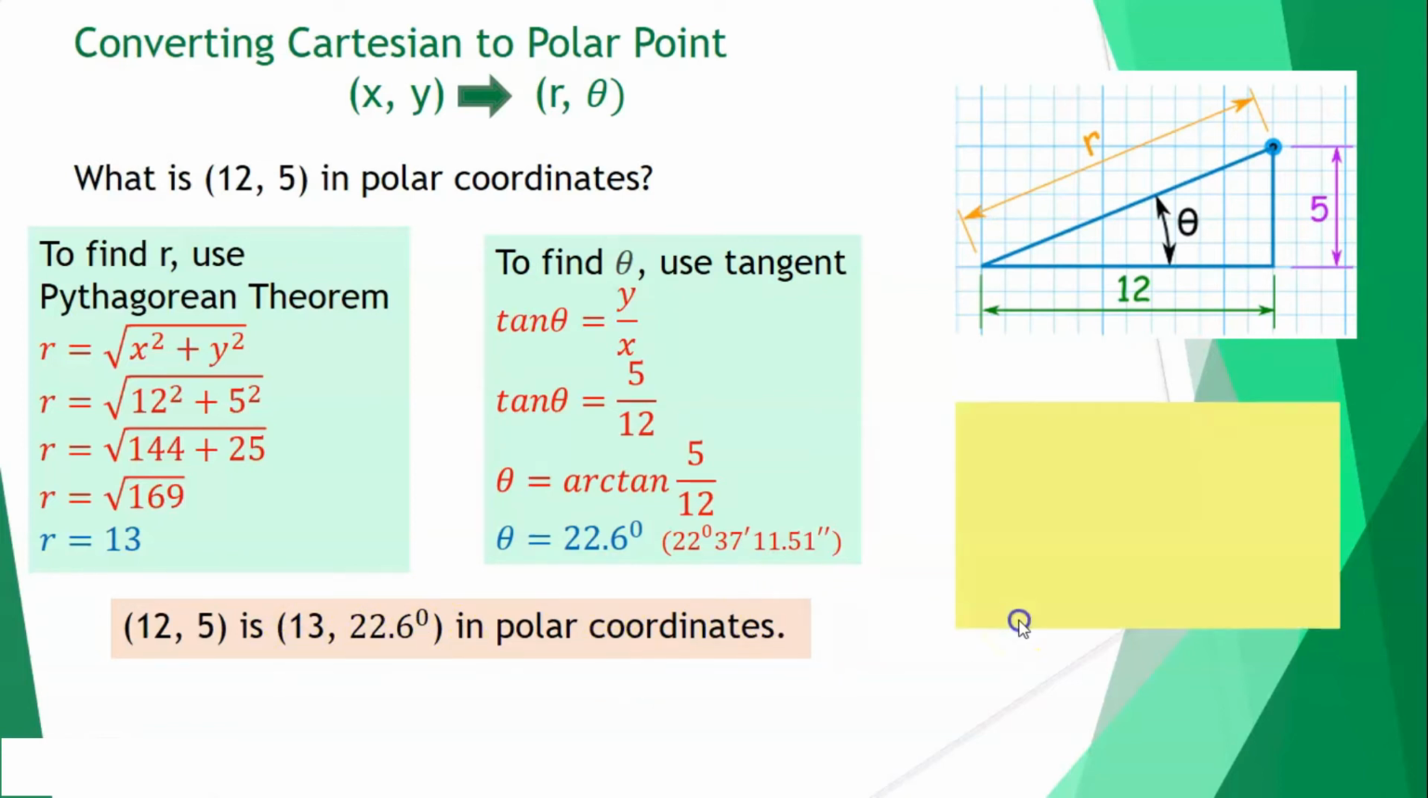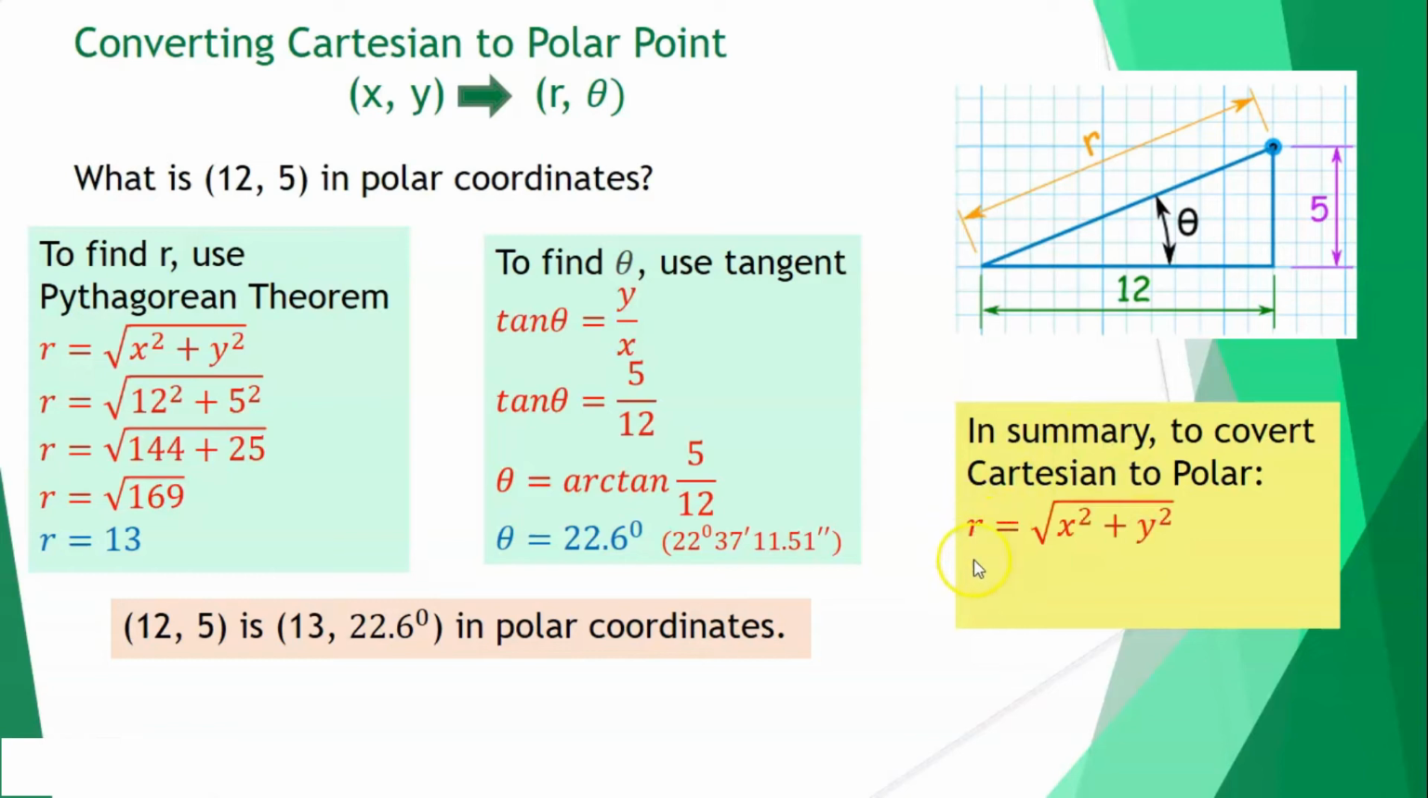Now in summary, take note, to convert Cartesian to polar, the radius is equal to the square root of x squared plus y squared, and to find the angle, make use of tangent theta, which is y over x.